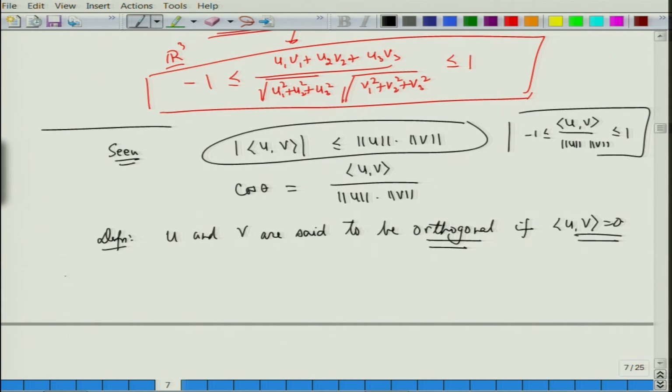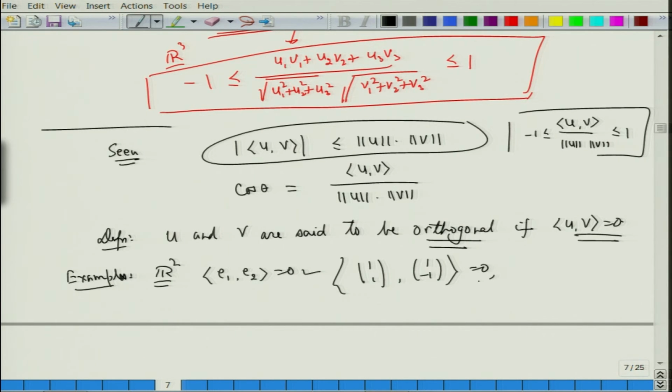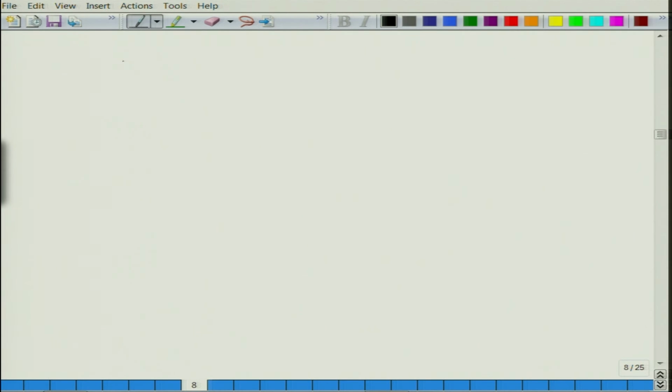So example, in R2 the vector E1 is orthogonal to E2 with a standard inner product. Fine. Similarly, the vector (1, 1) is orthogonal to (1, -1), the standard inner product is 0. Again, you can also have (2, 1) and (1, -2), their inner product is 0, standard inner product.